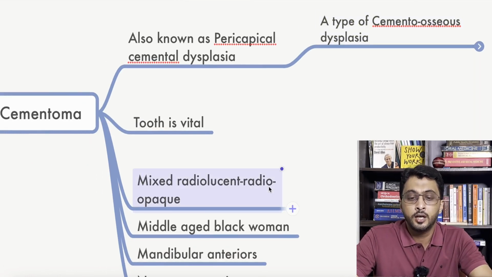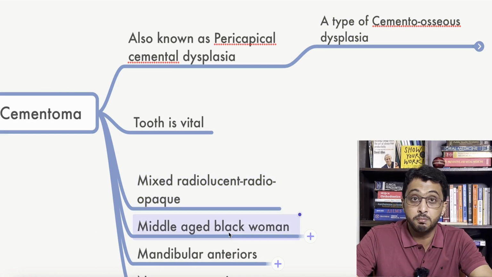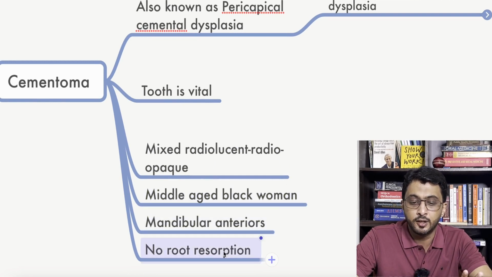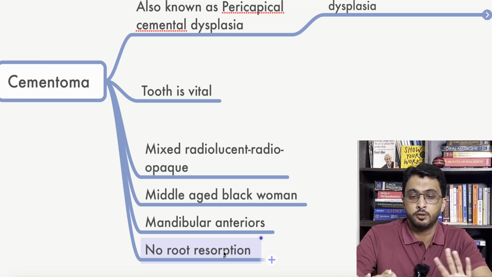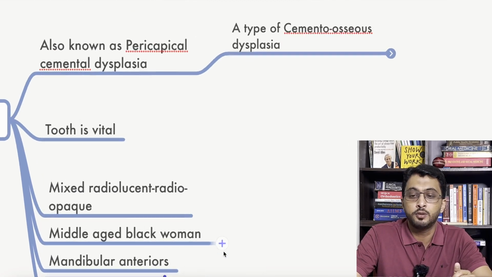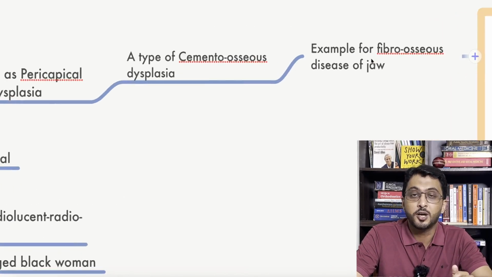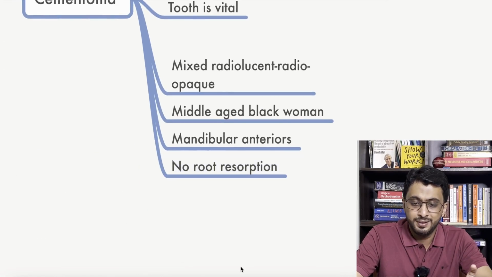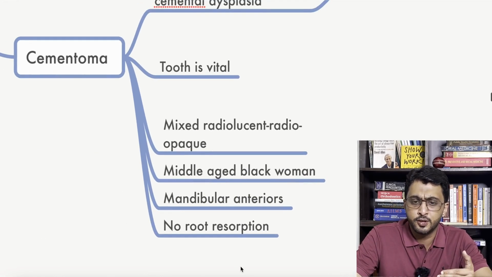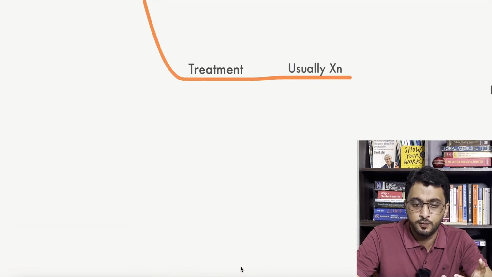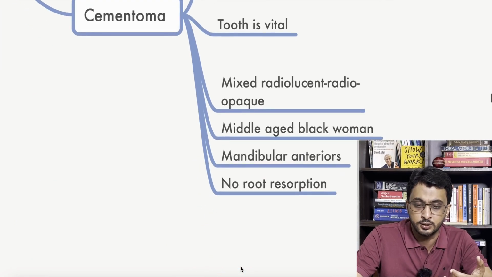It's a mixed radiolucent radiopaque lesion in a middle-aged black woman. Typical. We saw that. Mandibular anterior, and there is no root resorption, there is no radiolucent line, there is no obliteration of the root, nothing like that. The key here is that you have to differentiate. Fibro-osseous lesions of the jaw, definitely. But the treatment also varies. Here it's a self-limiting lesion, no treatment is required. Whereas with cementoblastoma, you go for extraction.